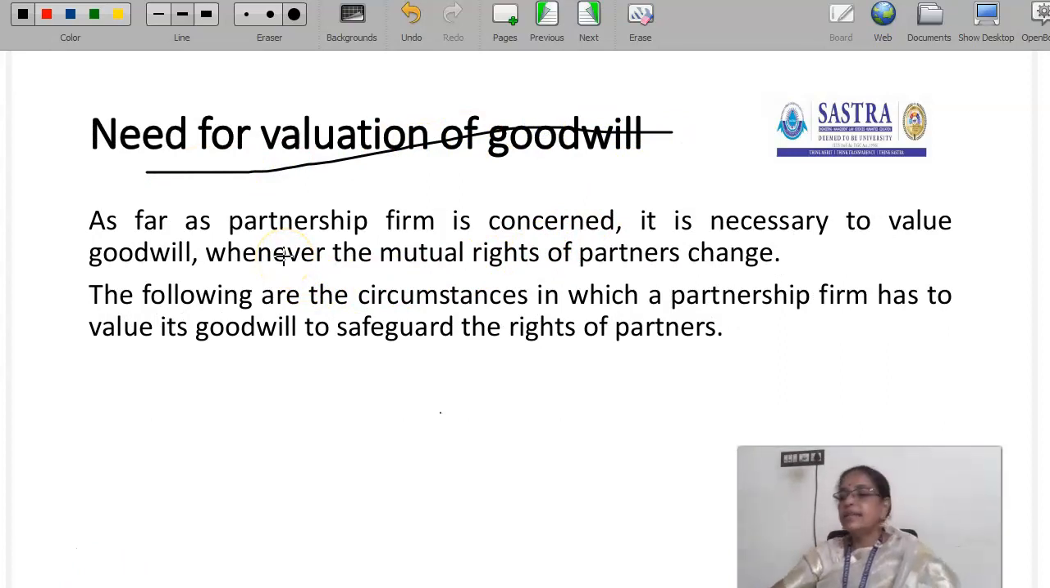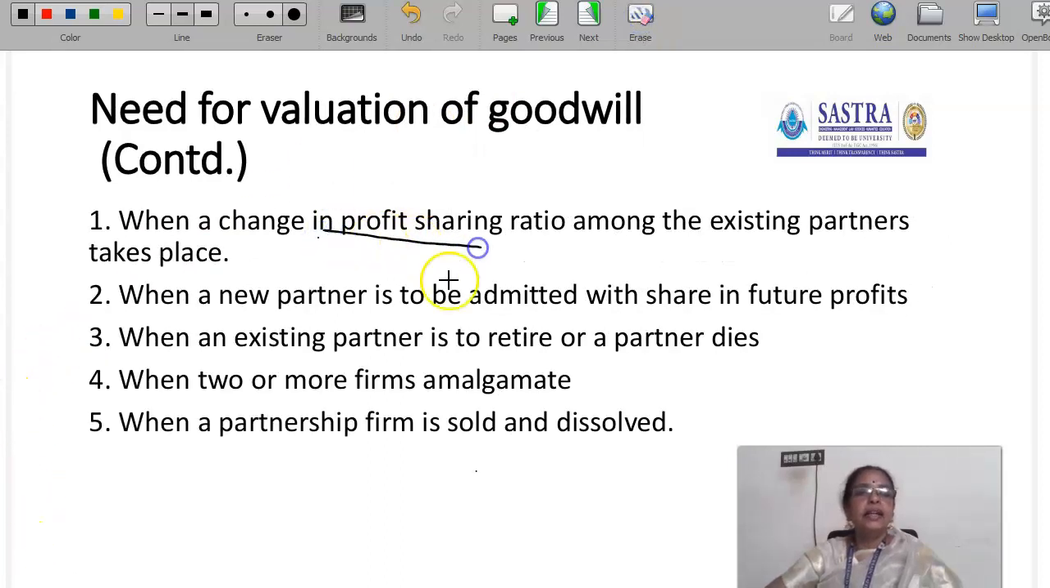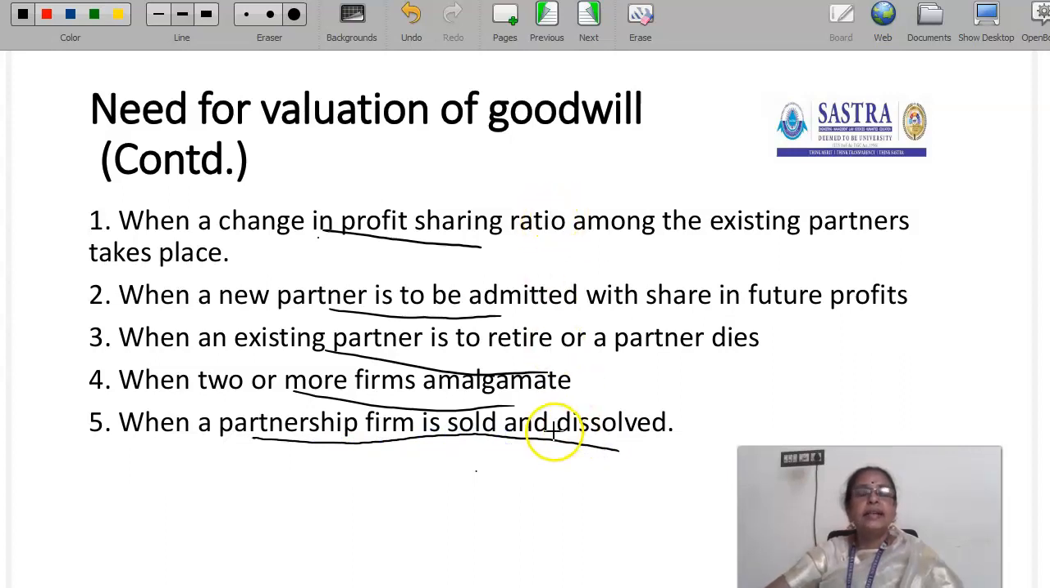As far as a partnership firm is concerned, it is necessary to value the goodwill whenever the mutual rights of the partners change. So if they change the profit sharing ratio, when a new partner is admitted, when an existing partner retires, when they sell the partnership firm, or when they amalgamate the partnership firm, they have to value the goodwill. So what are the circumstances in which the partnership firm has to value the goodwill? Let's see one by one. When they change the profit sharing ratio, a new partner is admitted, an existing partner retires, two or more firms are amalgamated, or a partnership firm is sold and dissolved. In all the cases, the partnership firm has to value the goodwill.